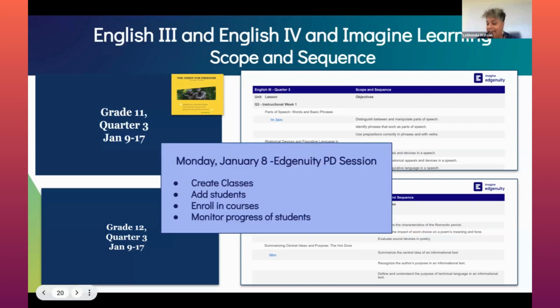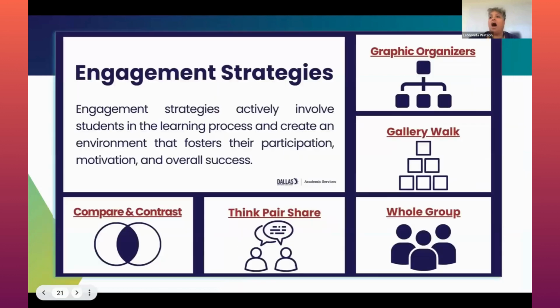On January 8th, our department will host a representative from Edgenuity who will come to do professional development sessions that will cover how to create classes, add students to classes, enroll in courses, and monitor student progress. Also included within the structured decks are engagement strategies that are meant to deepen the understanding of content and to increase student voice in the classroom.